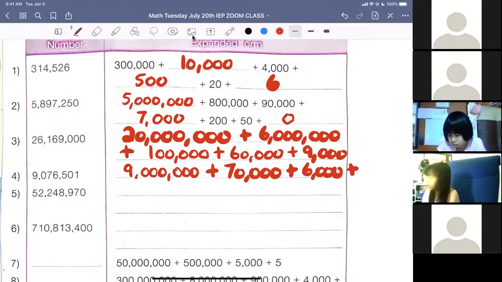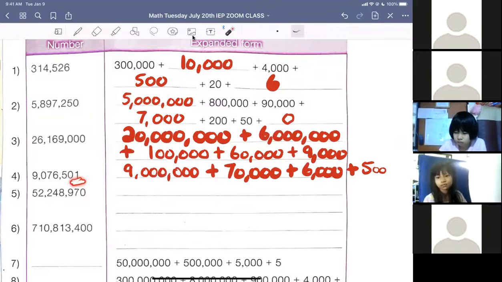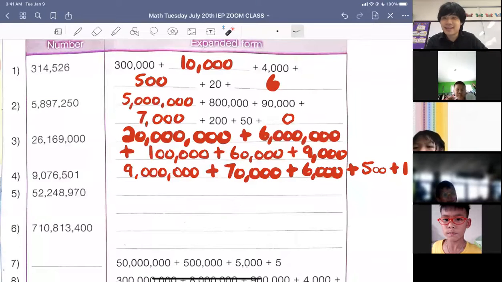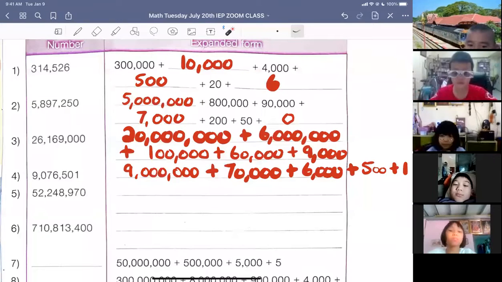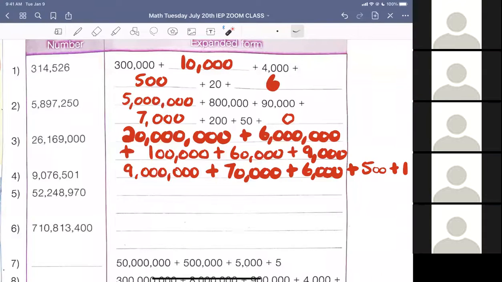Plus 5 is in the hundreds. So it's only 500. And the last number is the ones. It's only 1. So we plus 1. Okay. Good. Easy. Easy. Right? We're okay. Everyone's good. Okay. Very good. Awesome.